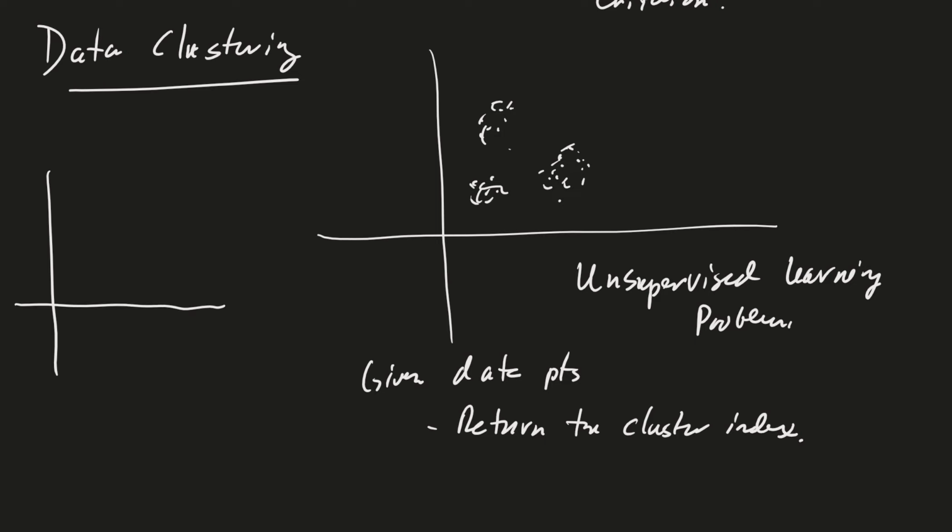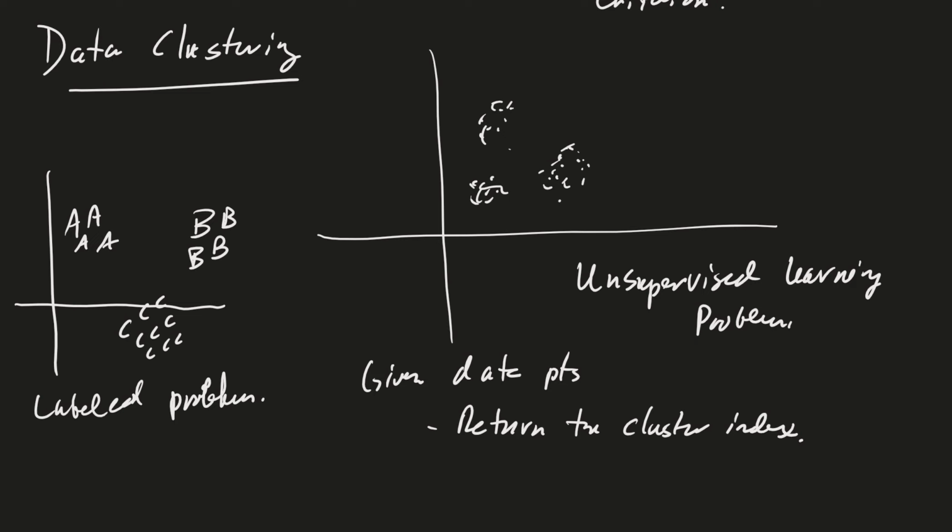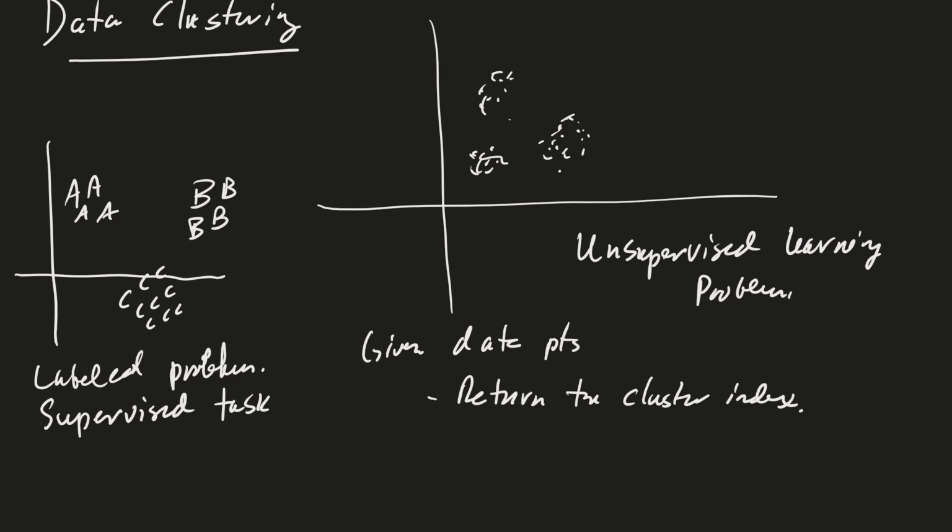Versus, there might be problems like, if you know which customers are buying certain things, you might have a cluster of customers buying product A versus customers buying product B versus customers that buy product C. And so in this case, this is a labeled problem, right? And so this is a supervised task. And in this case, the function is really different.